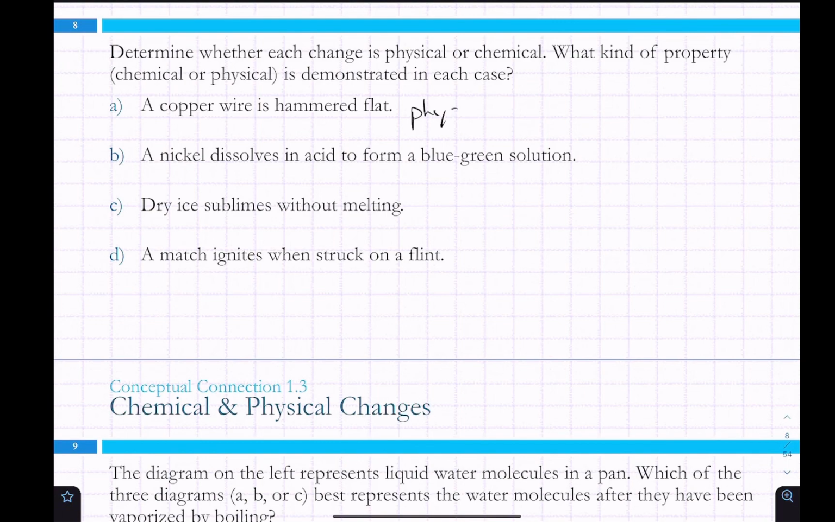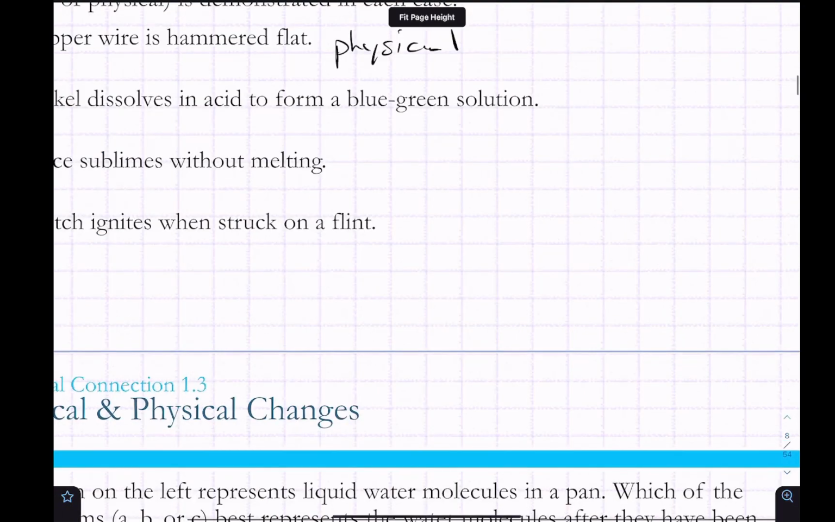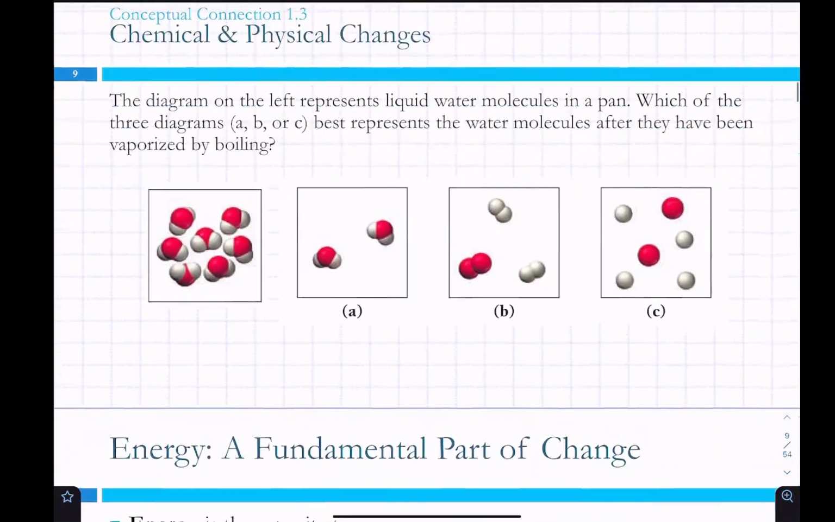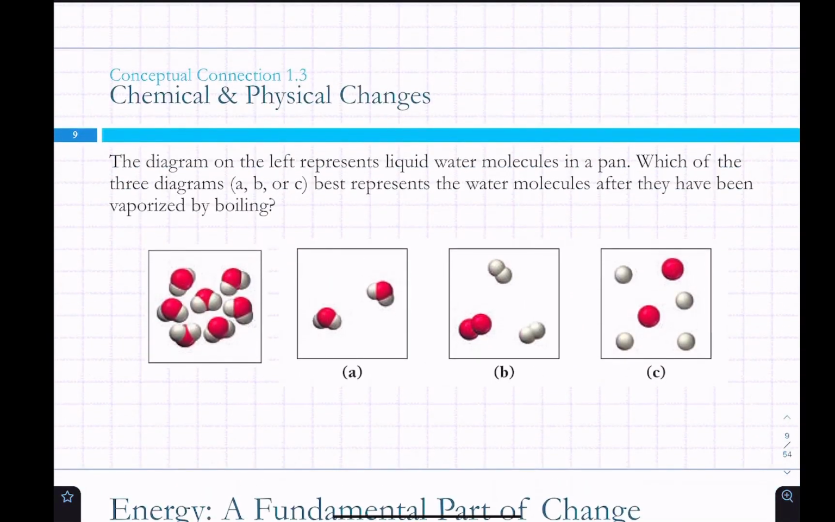I'll write these in here though for the slide. So physical, chemical, physical, and chemical. And then this is the other one that we already did. Started on the wrong slide, but if you're taking water and you turn it into a vapor, then it's still going to be made of water molecules. They're just going to be more spread out.